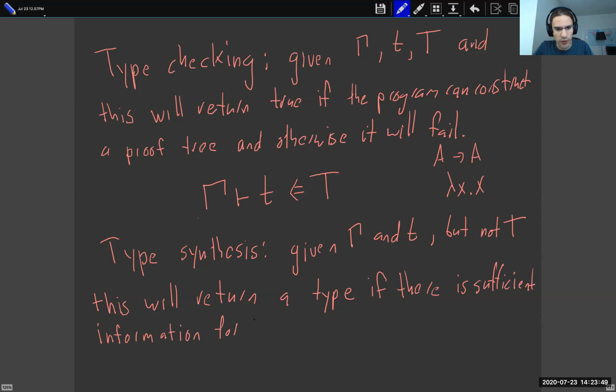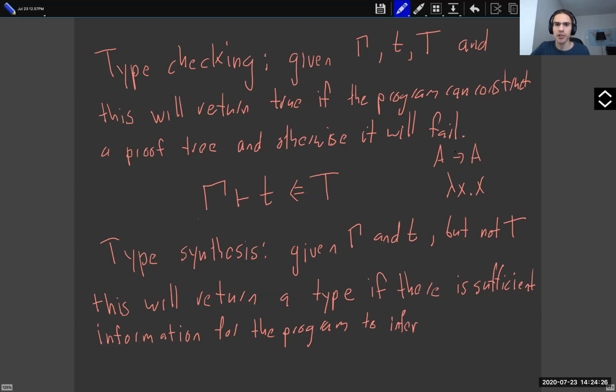For the program to infer the type of T. And what I suggested before about the identity function being typable as any implication in which the left-hand side is the same as the right-hand side suggests that really type synthesis should succeed only when there's enough information to infer a unique type. So there's a unique choice of what happens.